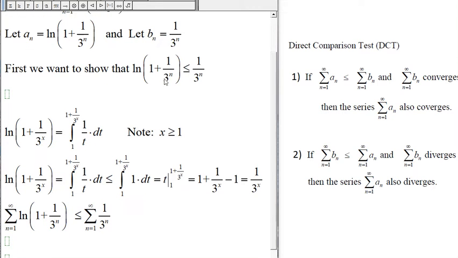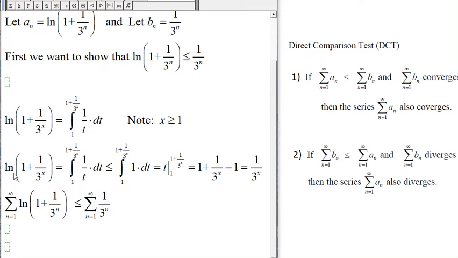And so the corresponding continuous function of this right here is ln of 1 plus 1 over 3 to the x. And from calculus 1, the definition of the natural log is the integral from 1 to 1 plus 1 over 3 to the x of the function 1 over t, dt. And so here we're dealing with n that is 1 or greater, and therefore x will be greater than or equal to 1.